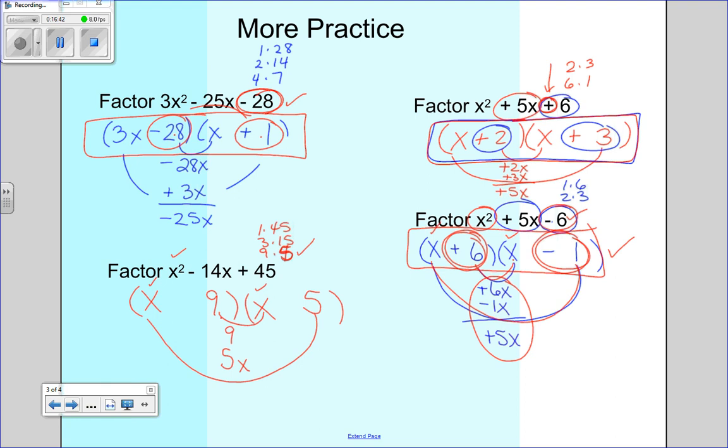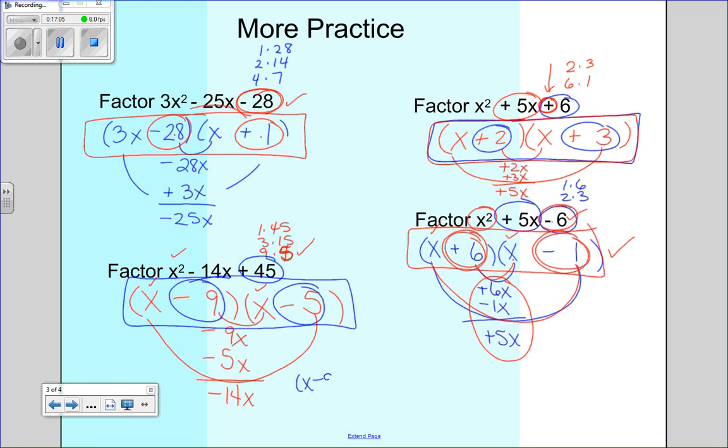Inside is a 9x. We want to get a minus 14x when we add these together. Both of these need to be negative. Okay, and let's check our last times last just to make sure we get a plus 45. Last times last. Negative 9 times negative 5 is plus 45. So this is the factorization. X minus 9 times x minus 5 is the trinomial factorization for x squared minus 14x plus 45. I hope you will remember how to do this.